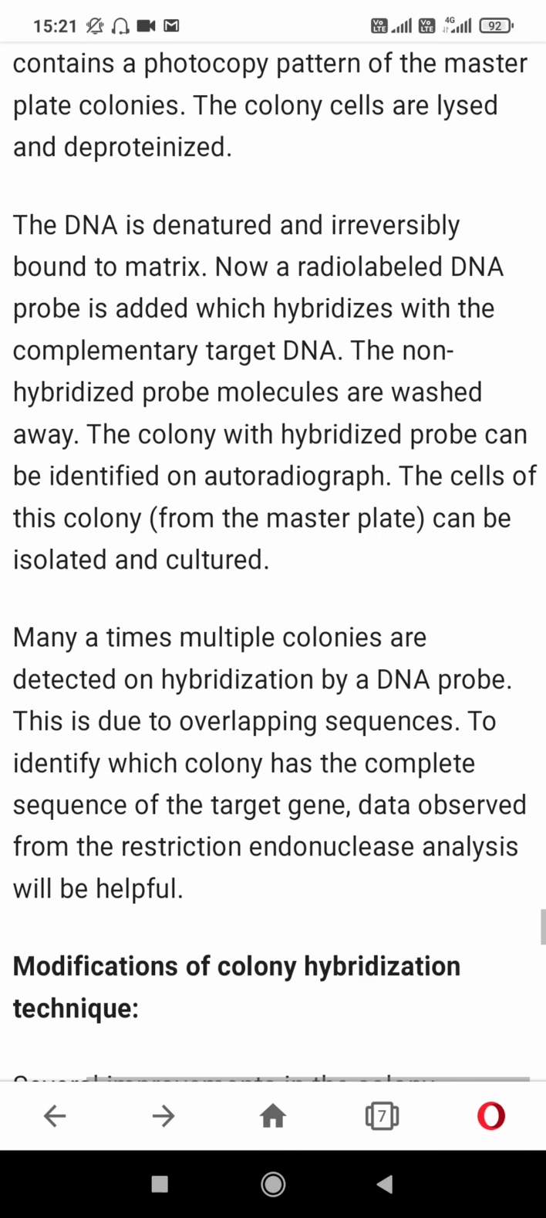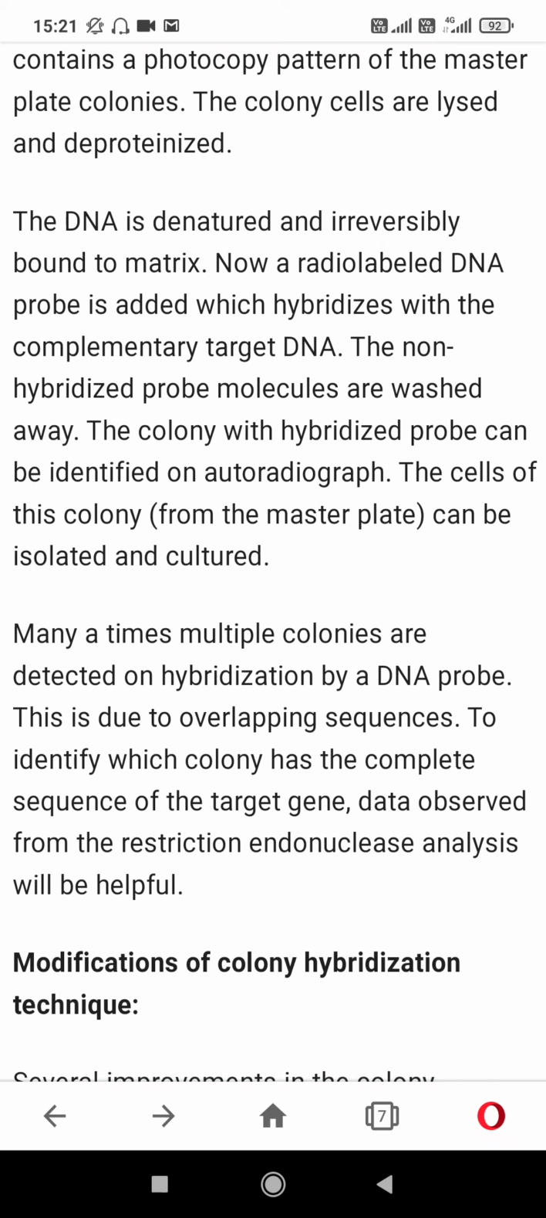So many times multiple colonies are detected. You can get multiple colonies on hybridization by a DNA probe, and this occurs due to problems associated with master plating. That means overlapping sequences also cause it. To identify which colony has your complete sequence, data observed from restriction endonuclease analysis will be helpful. Sometimes overlapping colonies may occur from the beginning, as I mentioned in DNA library preparation, where we cleave them partially by restriction endonuclease enzyme.